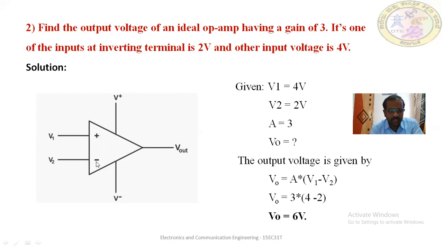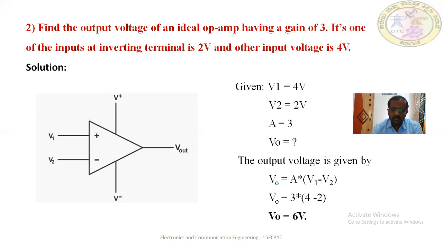So the inverting input is equal to 2 volts, and it is represented as V2. So the voltage V2 is equal to 2 volts, and the other input is equal to 4 volts, which means V1 is equal to 4 volts. And after that you should consider the formula, and after that you can calculate the output voltage.